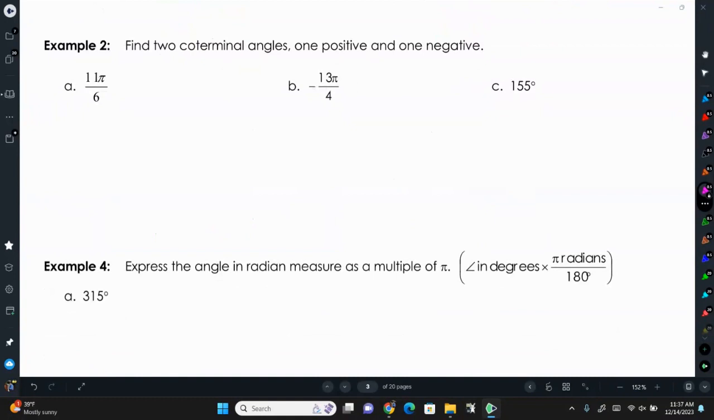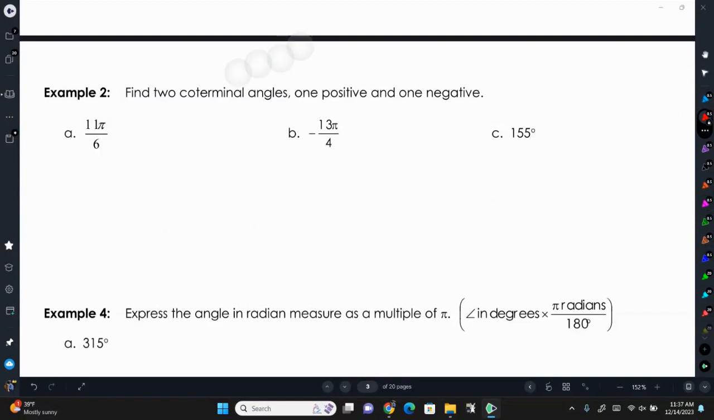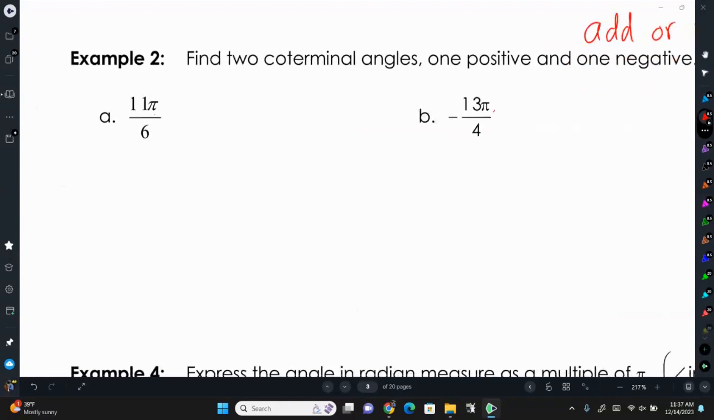Example 2, we're going to find 2 coterminals, 1 positive and 1 negative. So to find coterminal angles, we're going to add or subtract a circle, which is 360 degrees or 2 pi. So we're going to have to figure out which one to use. If we have pi in our original, we're going to add or subtract 2 pi. So we have 11 pi over 6. So we're going to add or subtract 2 pi. Well, those do not have the same denominator, so it's really going to be 12 pi over 6.